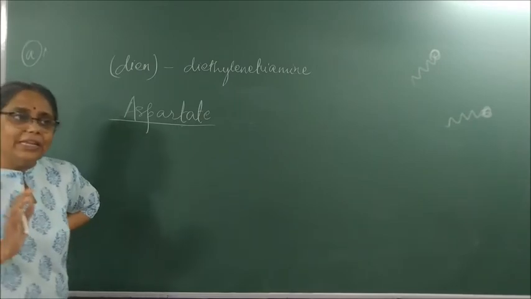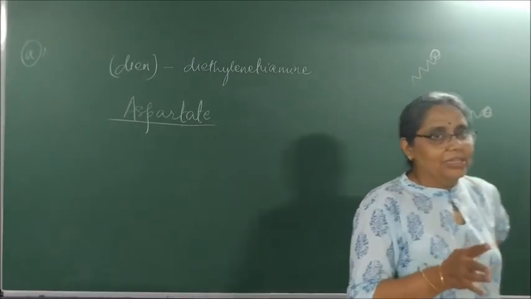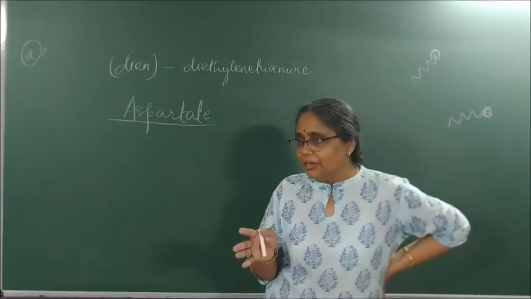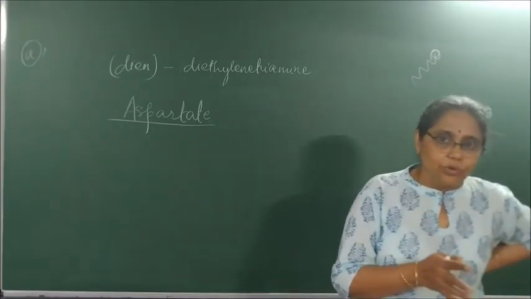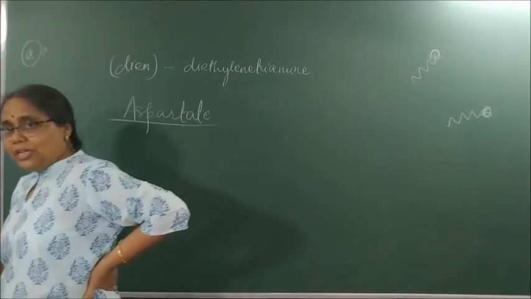Aspartate or aspartic acid is what acid? It is an acidic amino acid. What is an acidic amino acid? Which has got 2 COOH groups and 1 NH2 group. And nothing from proteins is removed.